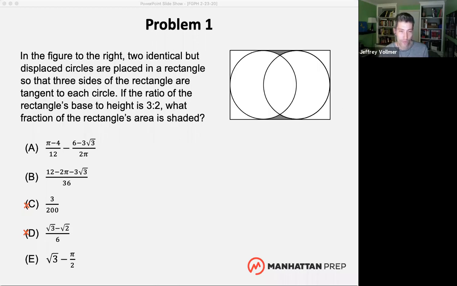Cool. Of the three that remain, let's go take a look at E. I think E is going to be the easiest to try to estimate. So Jay asked a good question. How do I know that the pi's aren't going to cancel out? Pi's will cancel out when you divide by pi's, I believe, more commonly.